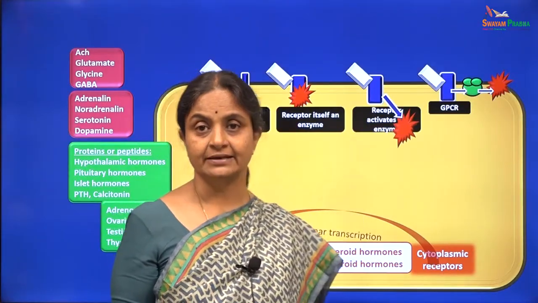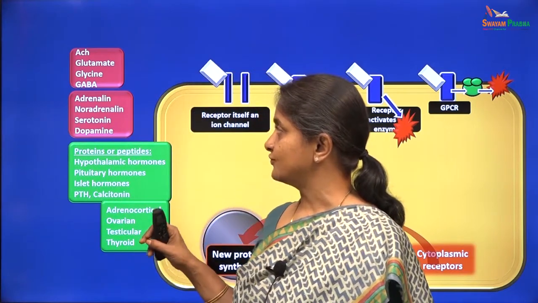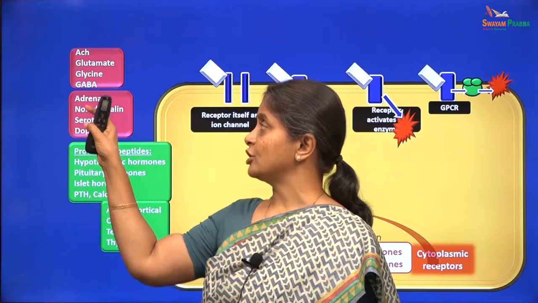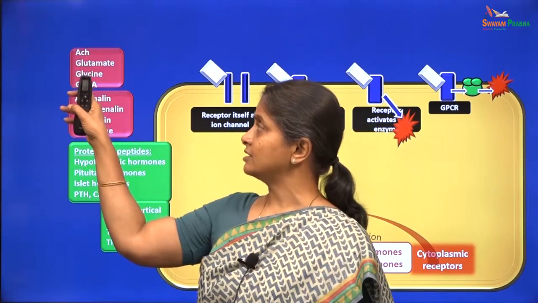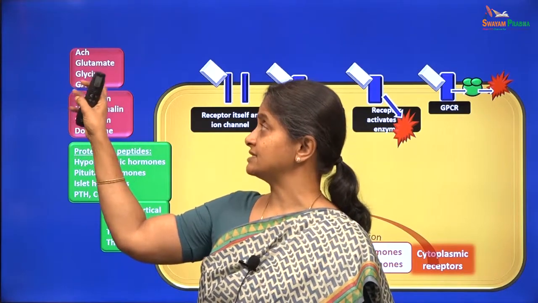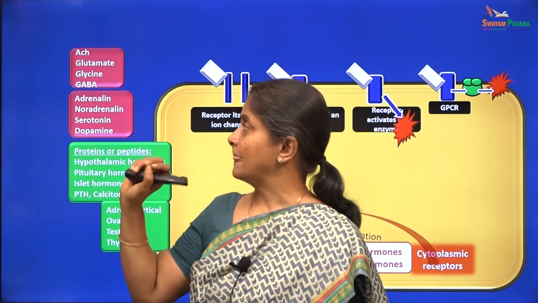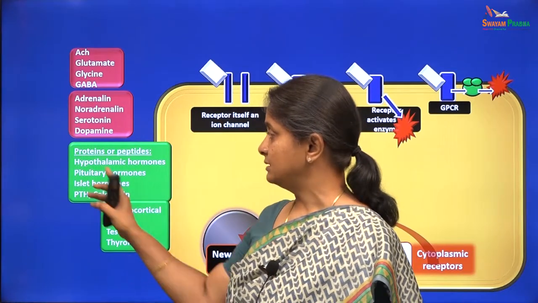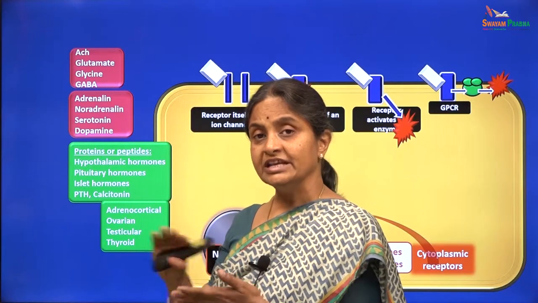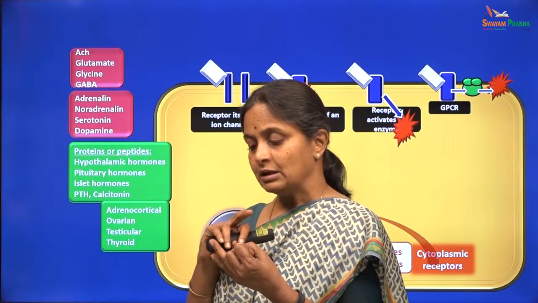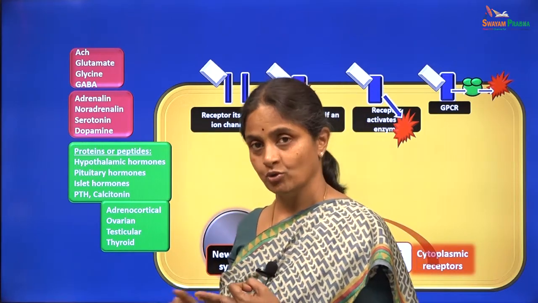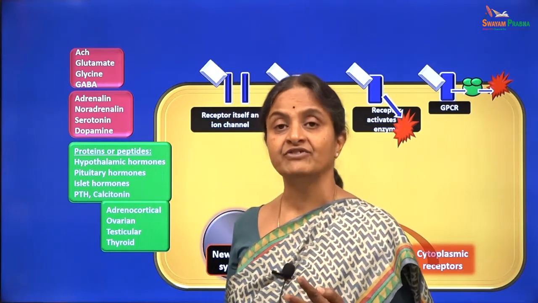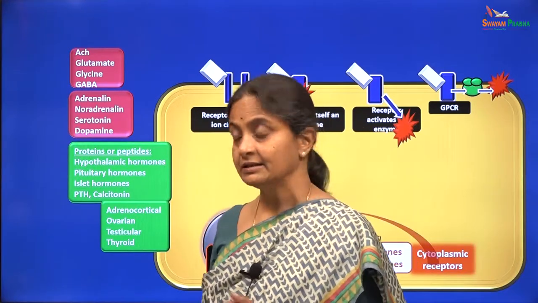Before we look at details of the catalytic receptors, take a look at a list of important neurotransmitters and hormones. Here are the neurotransmitters: these are the catecholamines, and here we have acetylcholine and the neurotransmitters which are single amino acids, glutamic acid, glycine, and GABA, gamma-aminobutyric acid. Then we have the hormones here, all the hypothalamic hormones, the releasing hormones: corticotrophin-releasing hormone, thyrotrophin-releasing hormone, gonadotrophin-releasing hormone. They're all hypothalamic hormones. Then we have pituitary hormones: growth hormone, ACTH, TSH, FSH, LH, prolactin. These are all pituitary hormones.